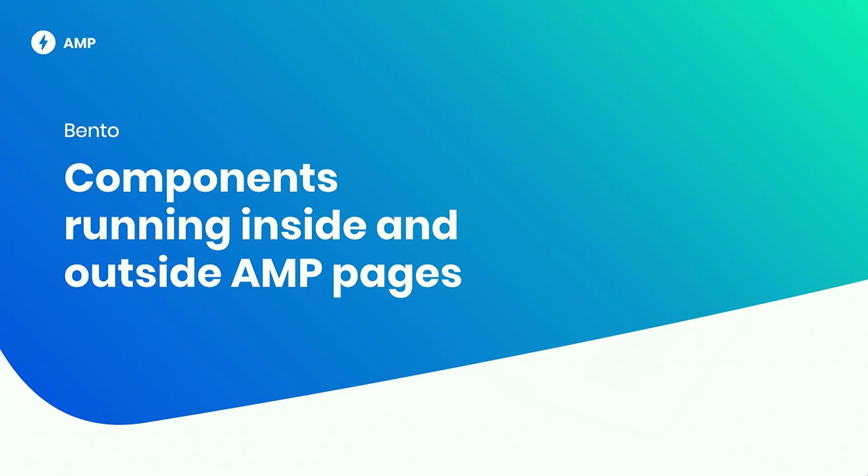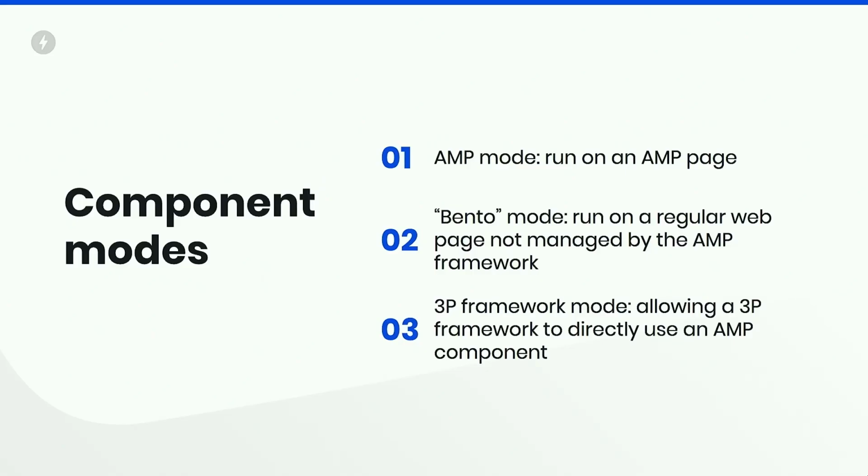So what is Bento? We want to take AMP components and run them outside of AMP pages. In a hidden use case, we also want to run them better inside of AMP pages, and you will see how it goes. So when we set it up, we basically started looking at 3 different modes. AMP mode can run on an AMP page. We have Bento mode, where we take a component and run it on a wild page somewhere using a plethora of JavaScript frameworks. And specifically, 3P framework mode that allows directly using AMP components.